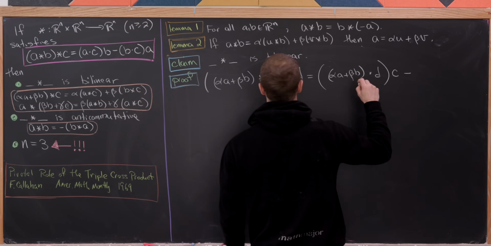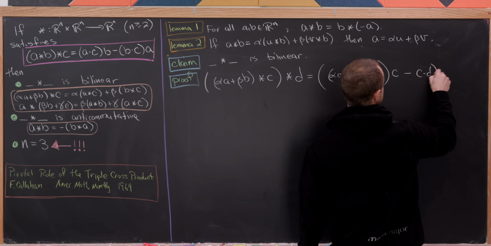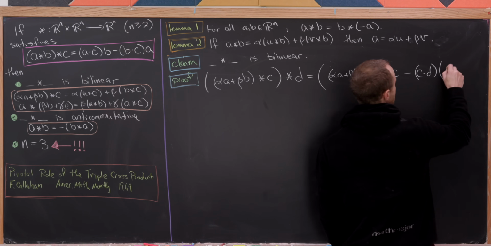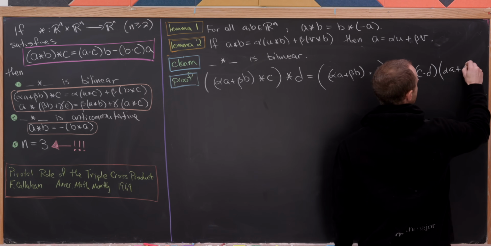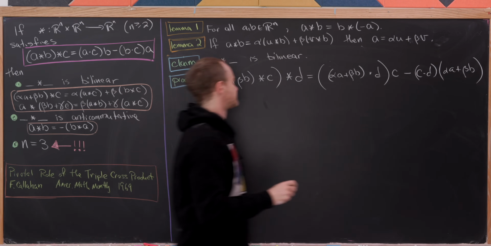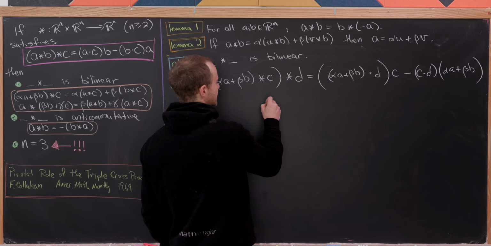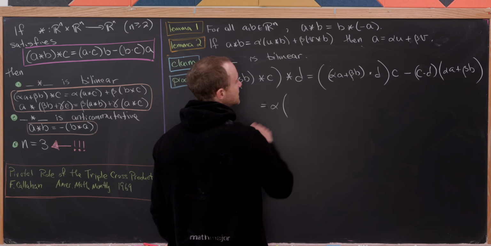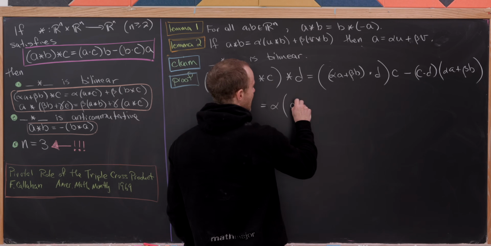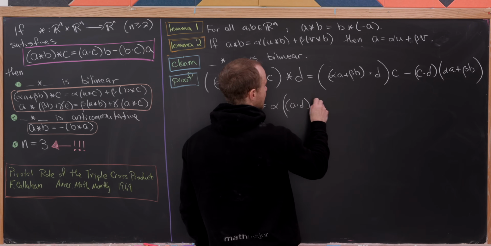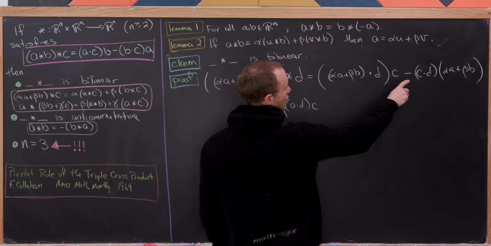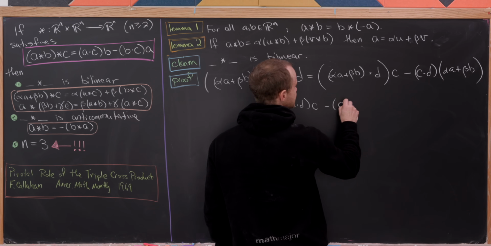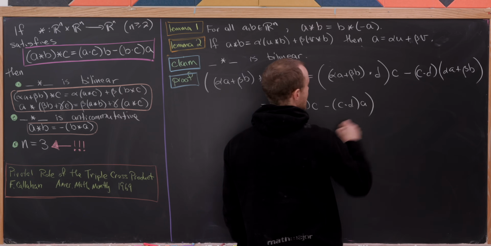And then we'll have minus C dot D, and that's in the alpha A plus beta B direction. But now let's pull that apart a little bit. So let's pull out all of the coefficients of alpha. So if we have alpha, then we're going to have A dot D, and that's in the C direction. And then over here, what are we going to have? Minus C dot D, and that's in the A direction.